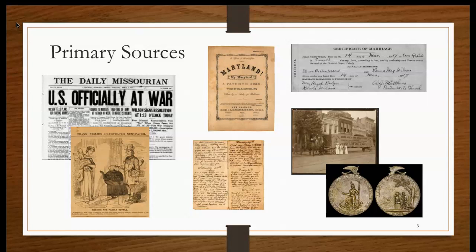Now, as you can see on this slide, I've put a number of different examples of kinds of primary sources that you can look at. Newspapers, political cartoons, songs, diary entries, statistical data like marriage records, death records, census records, photographs, even material objects can be considered to be primary sources. So there are a whole array of different things you can use.